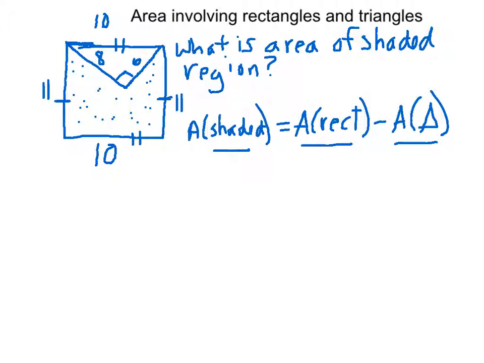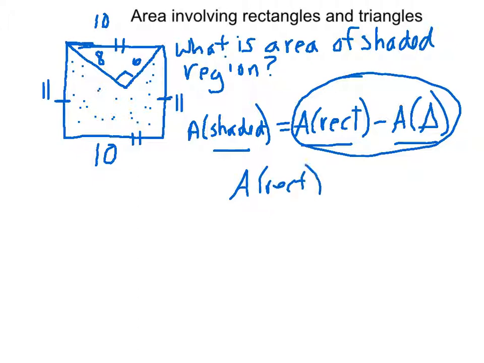Okay, so what I need to do now is look at this part of my formula. Do I know the area of a rectangle? Area of the rectangle is length times width. Do we know those values? Absolutely, they gave them to us. So it's going to be 11 times 10, which comes out to be 110.